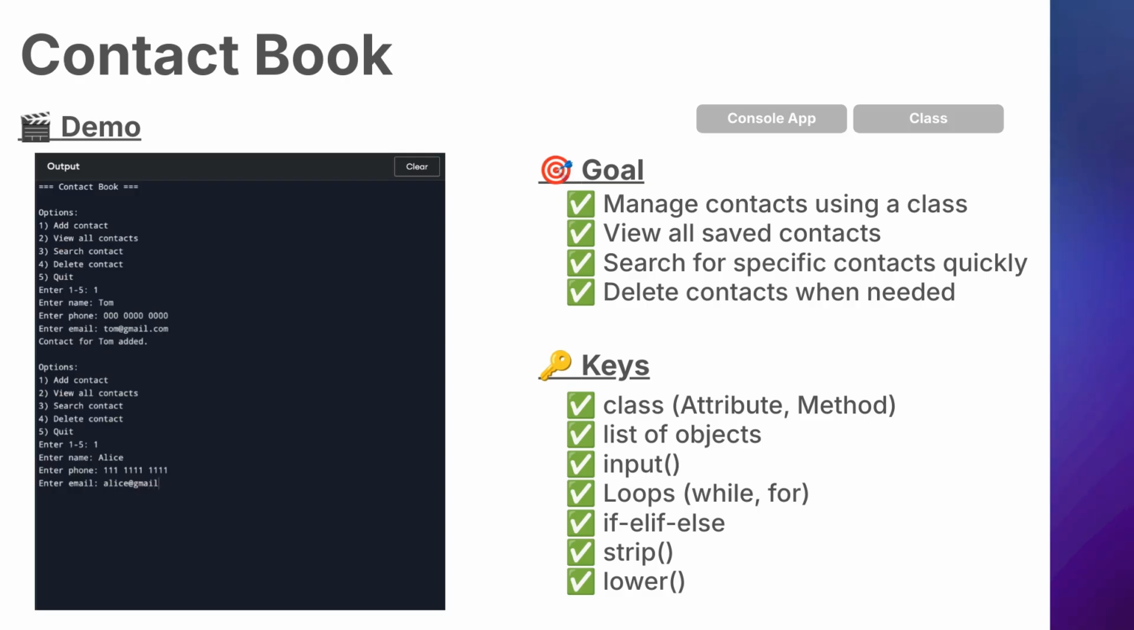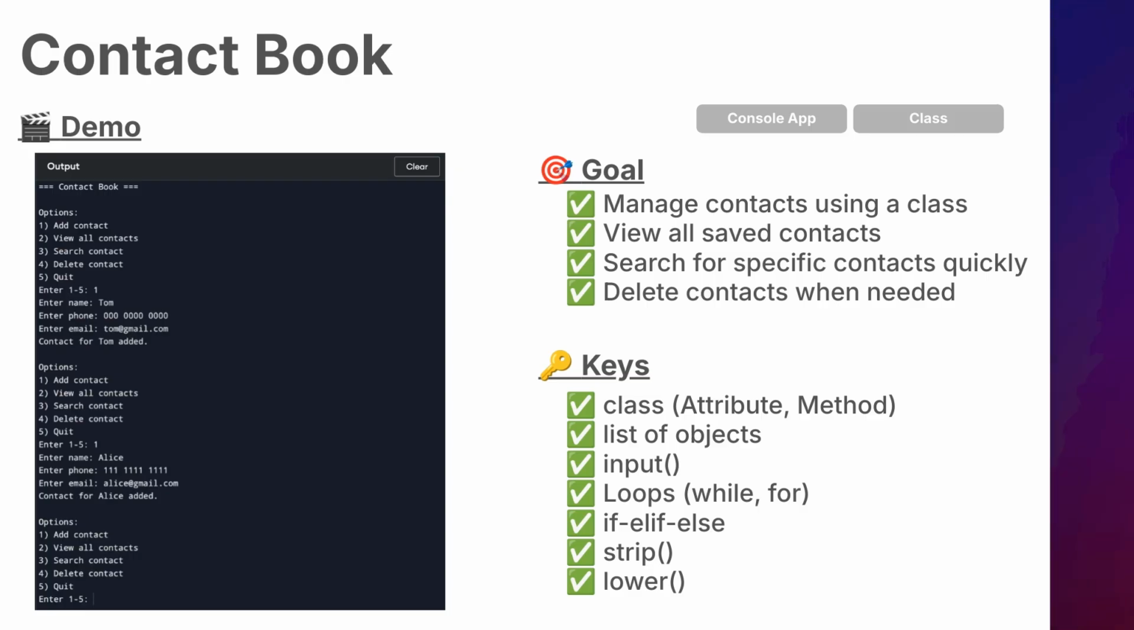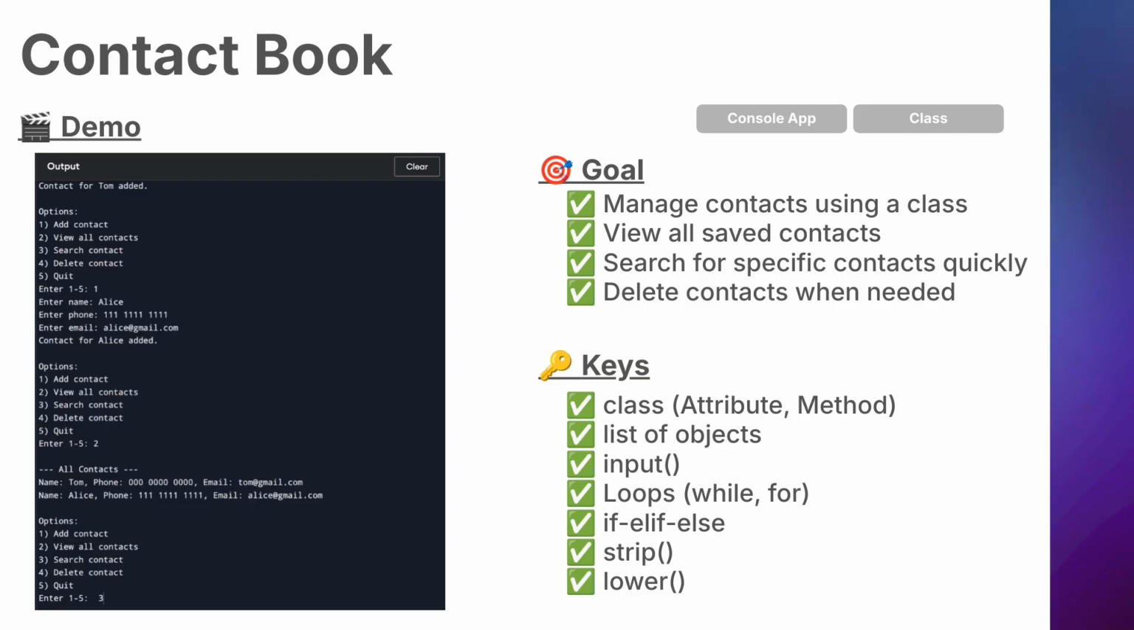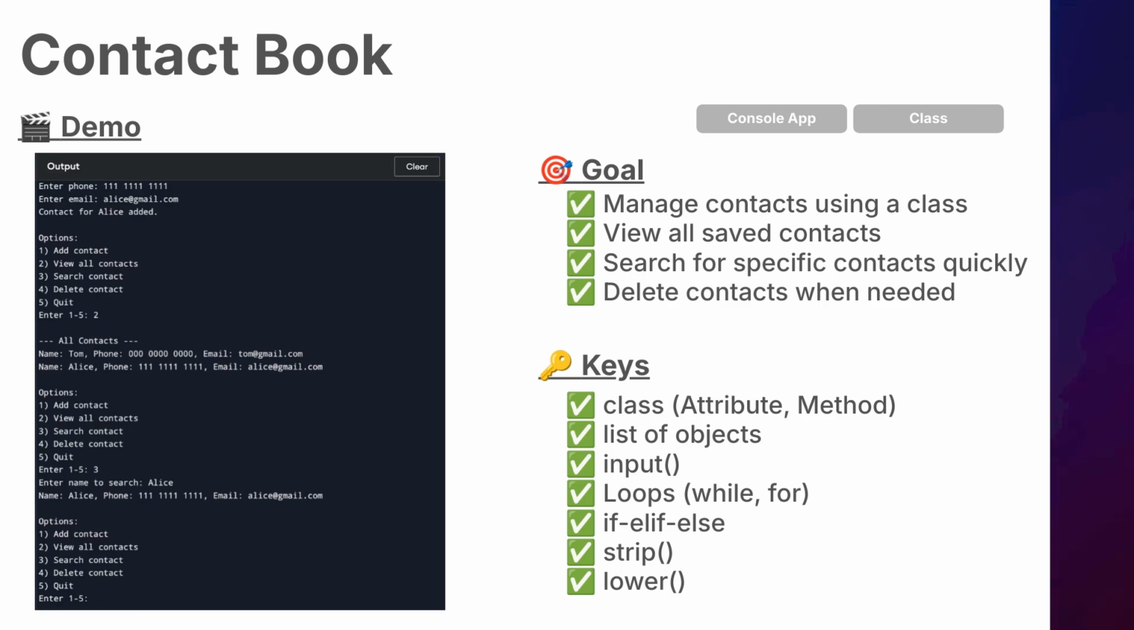You've worked with classes to define a blueprint for contacts, lists to store multiple objects, input to collect information from the user, and loops and conditionals to navigate the menu and handle different choices. You also saw how string methods like strip and lower can make a program more robust and user-friendly.